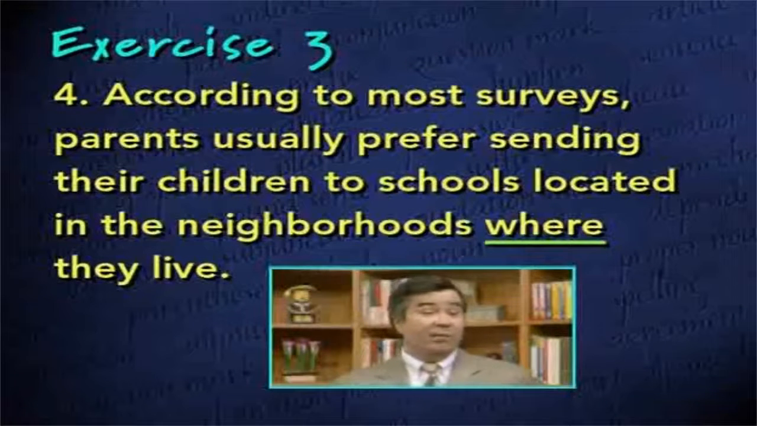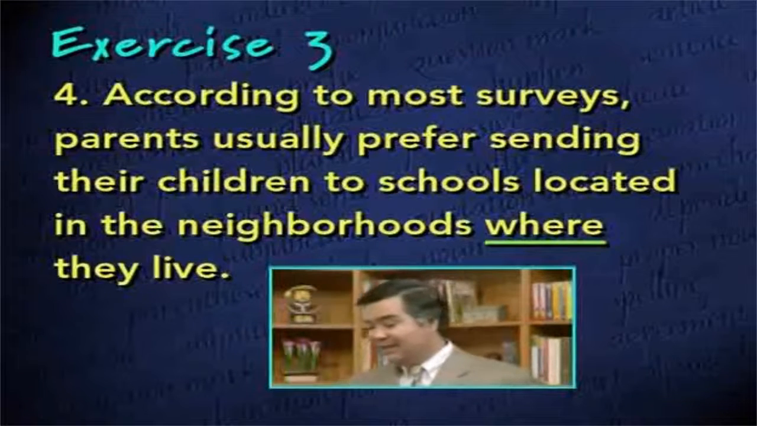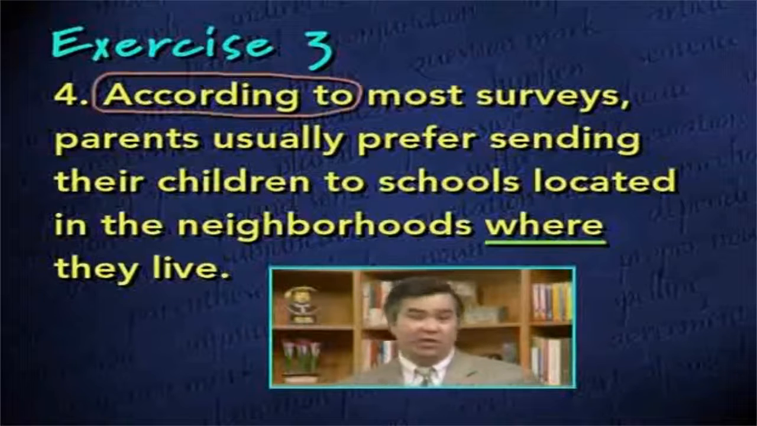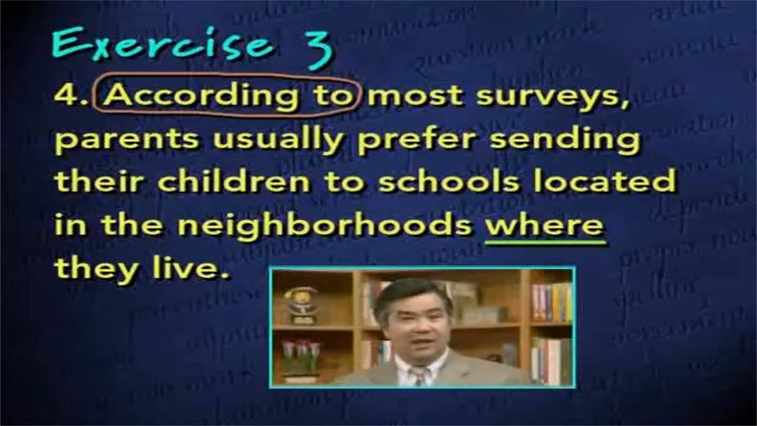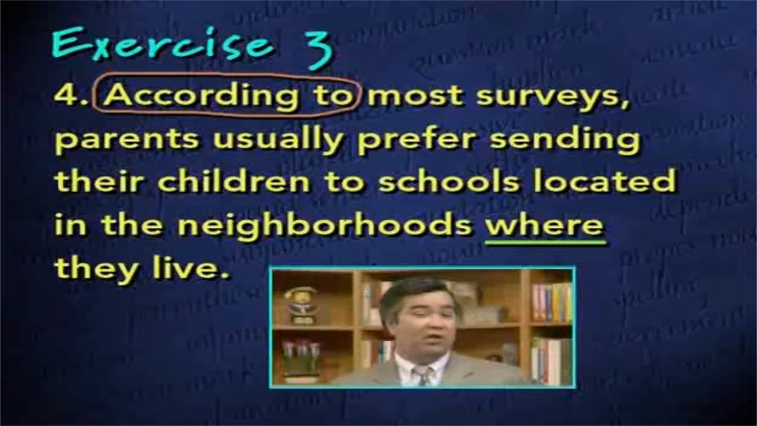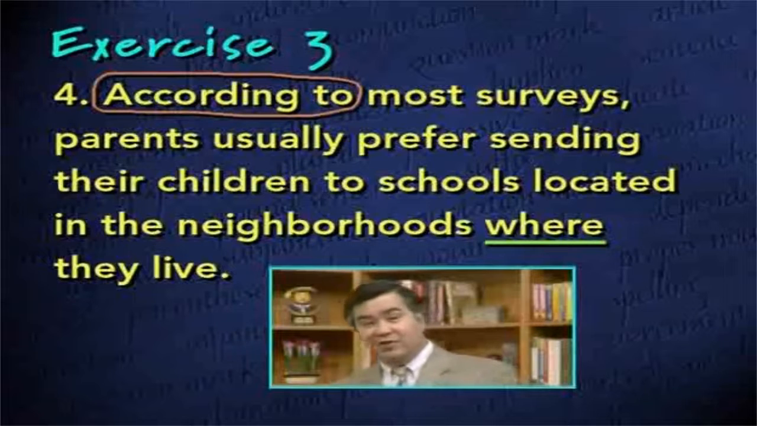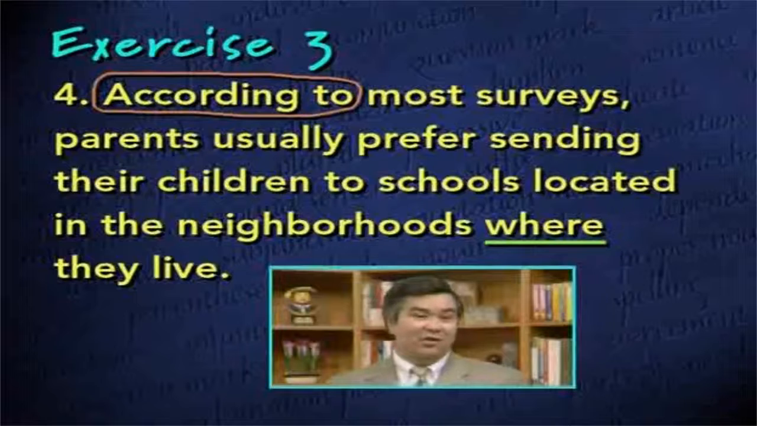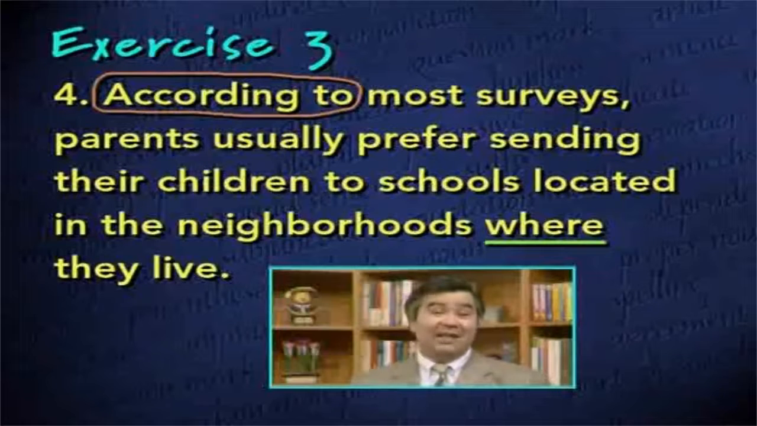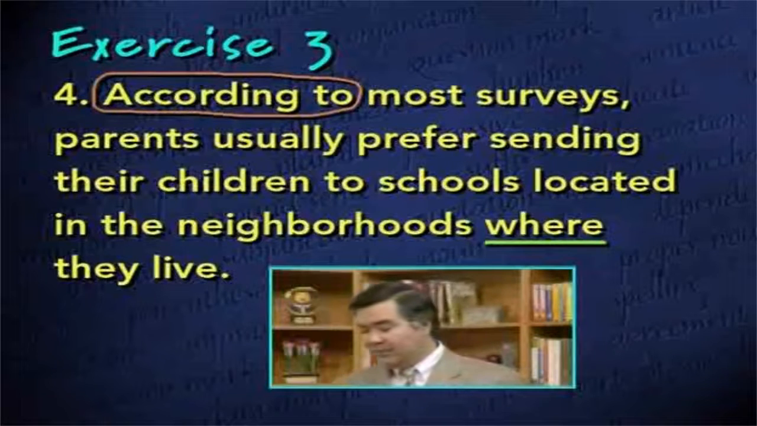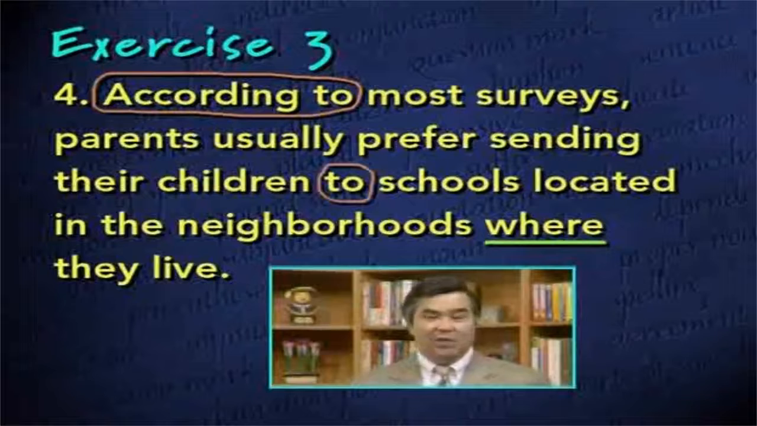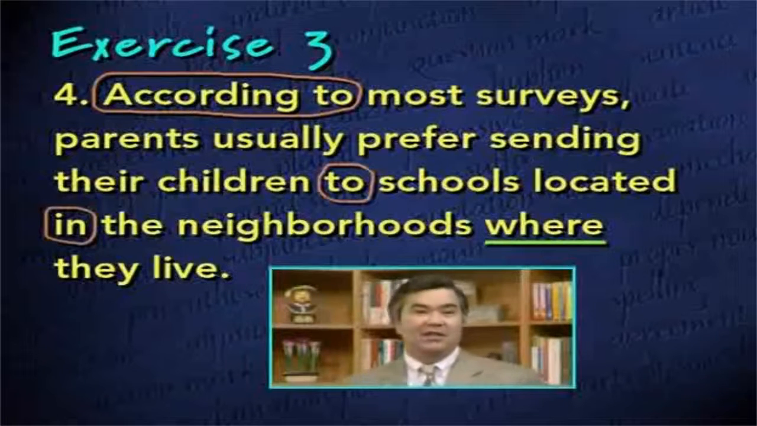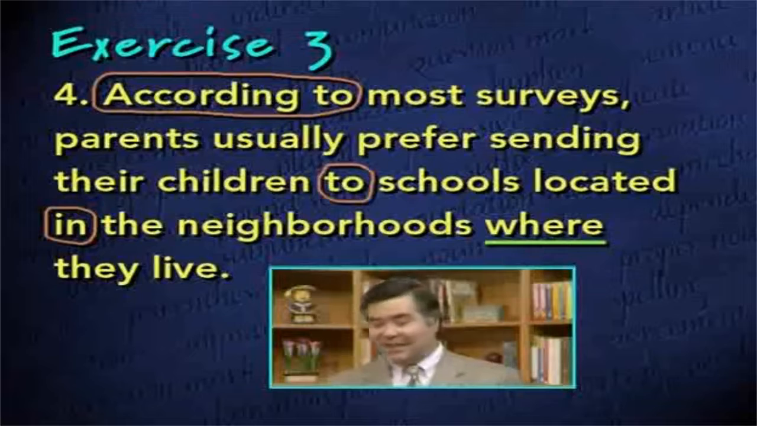There are also three prepositions in this sentence, and the first one is made up of more than one word, according to. That introduces the prepositional phrase, according to most surveys. The noun surveys concludes the prepositional phrase, and according to, those two words work together as one preposition. To is another preposition, to schools, and in the neighborhoods, is the third and final preposition in this sentence.